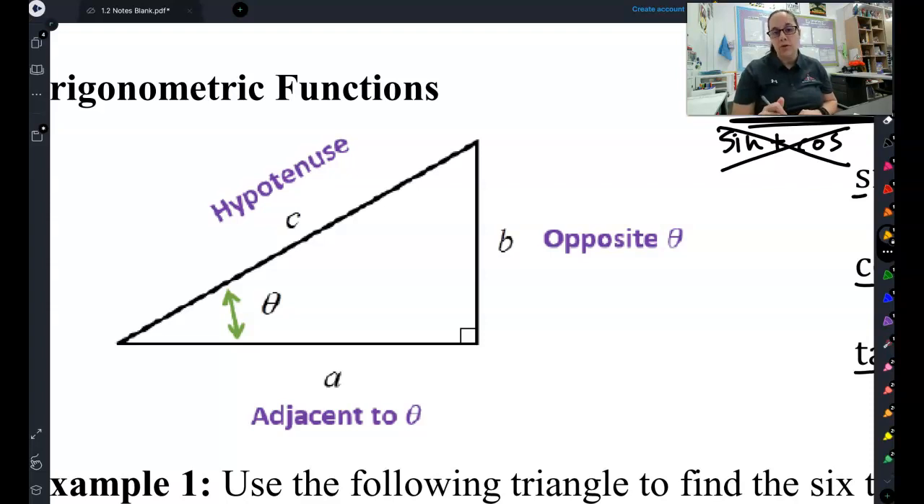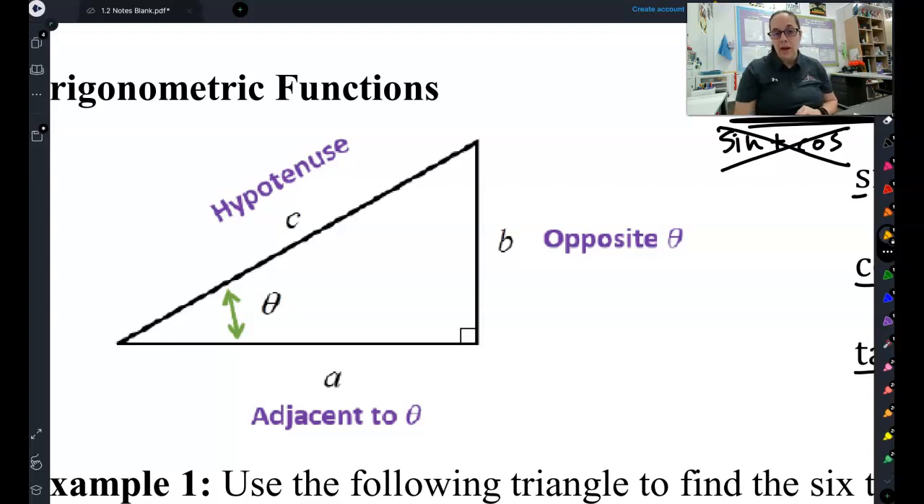I always label the hypotenuse first. You may have been taught in the past that the hypotenuse is the longest side. That's not necessarily the best way to remember it because sometimes the sides are really close to each other and it's hard to tell which one is longest. So the better way to tell is the hypotenuse is always across from the right angle.